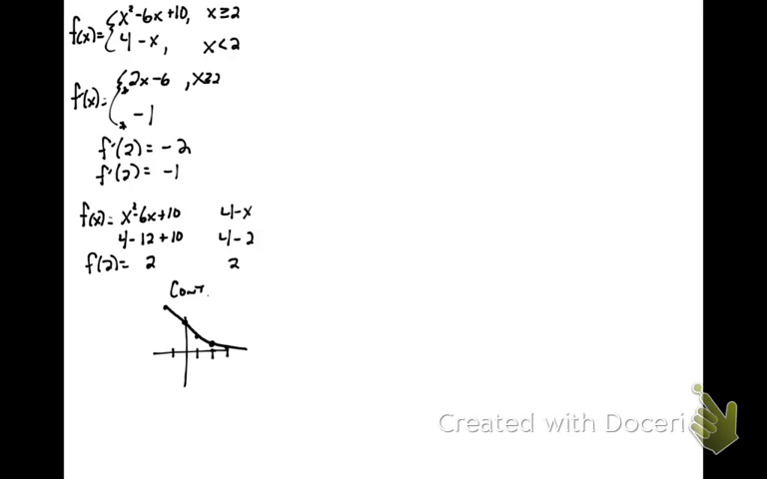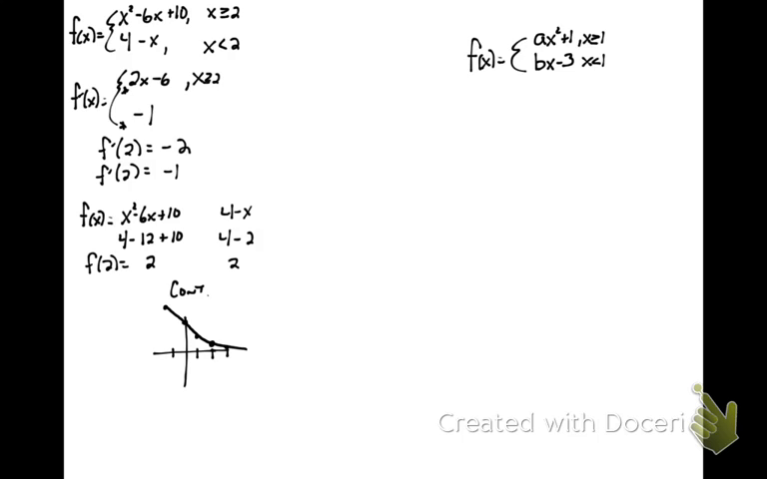The last example I want to look at would be example 3, which is asking us to find some missing values that will make a function differentiable. So we have a piecewise function again, and the piecewise function is defined by the rule ax squared plus 1 whenever x is greater than or equal to 1, and bx minus 3 whenever x is less than 1.